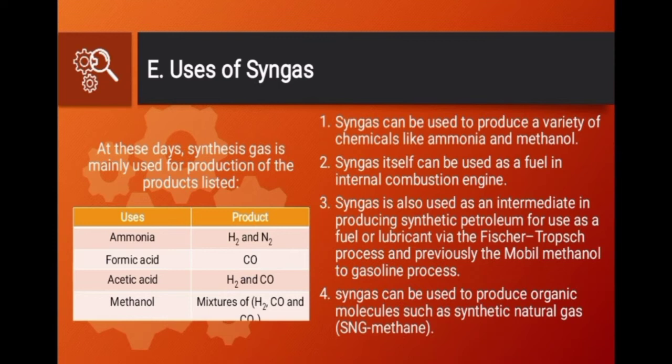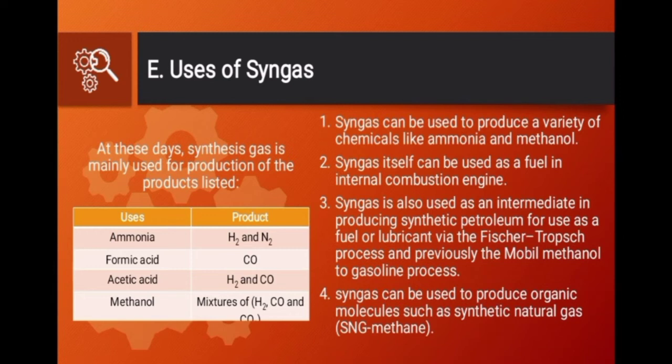Number two, syngas itself can be used as a fuel in internal combustion engines. Number three, syngas is also used as an intermediate in producing synthetic petroleum for use as fuel or lubricant via the Fischer Tropsch process and previously the Mobil methanol to gasoline process. And the last, syngas can be used to produce organic molecules such as synthetic natural gas, or SNG, methane.